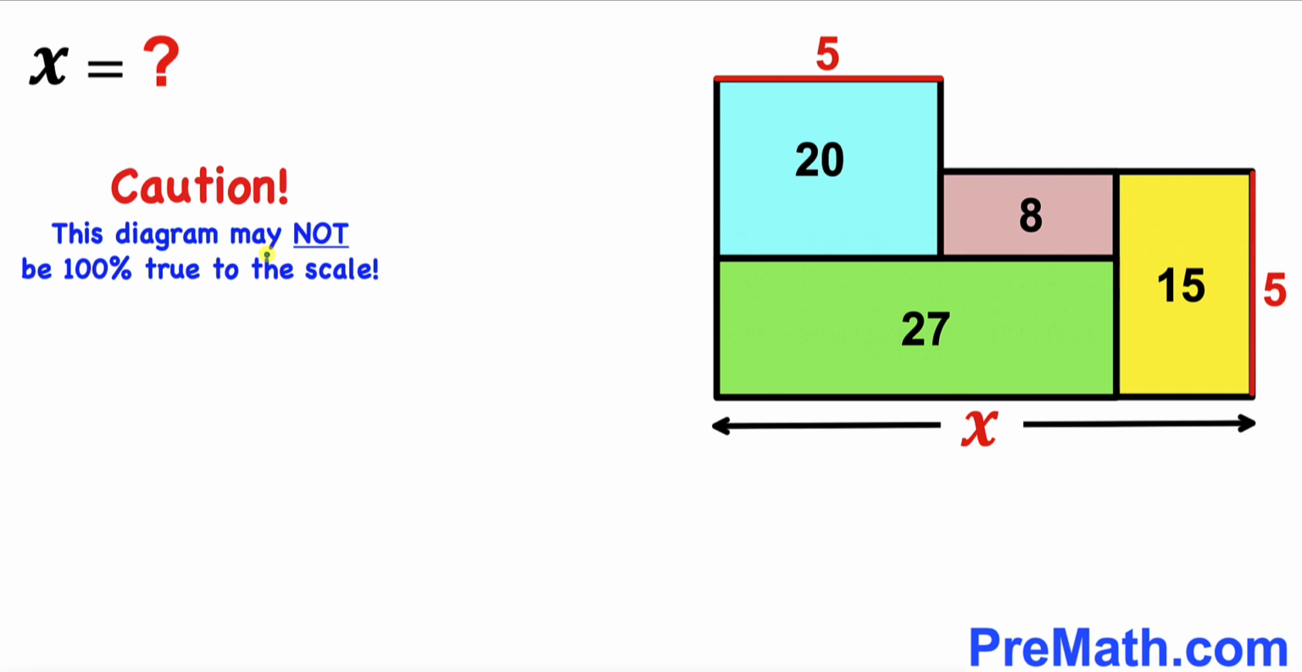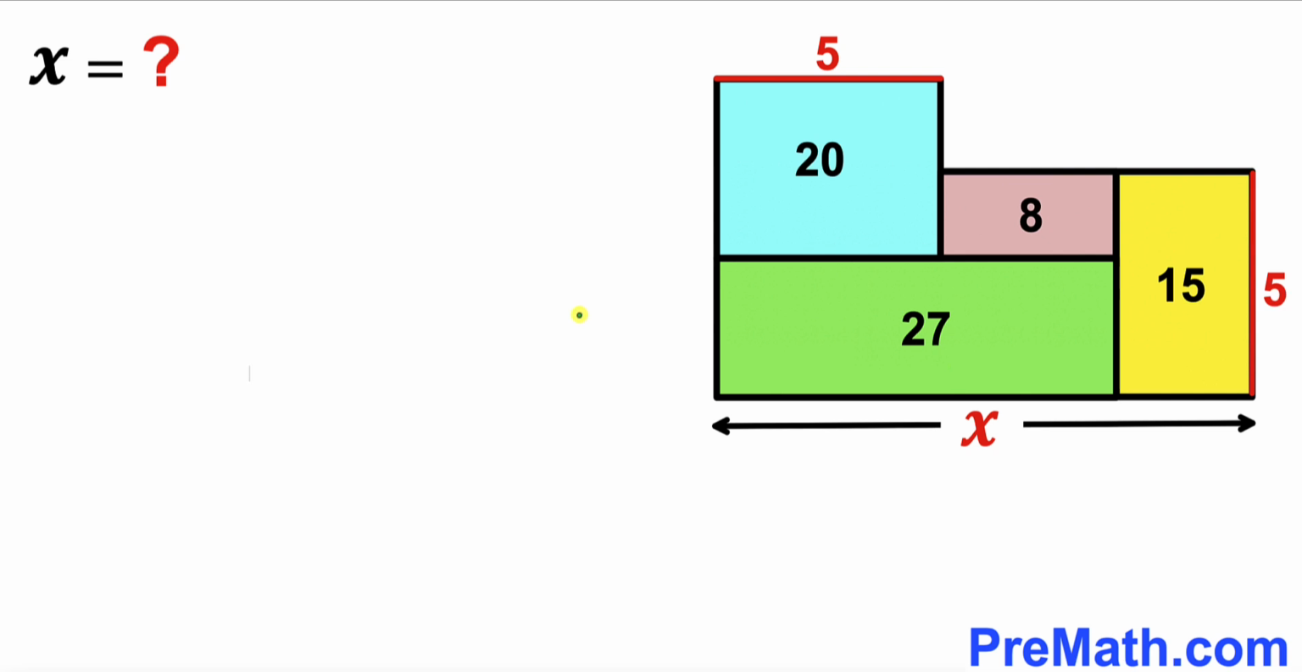And please keep in mind that this figure may not be 100% true to the scale. Let's go ahead and get started. And here's our very first step. Let's focus on this blue rectangle. We know its side length is 5. So therefore this side length is going to be 5 units as well.